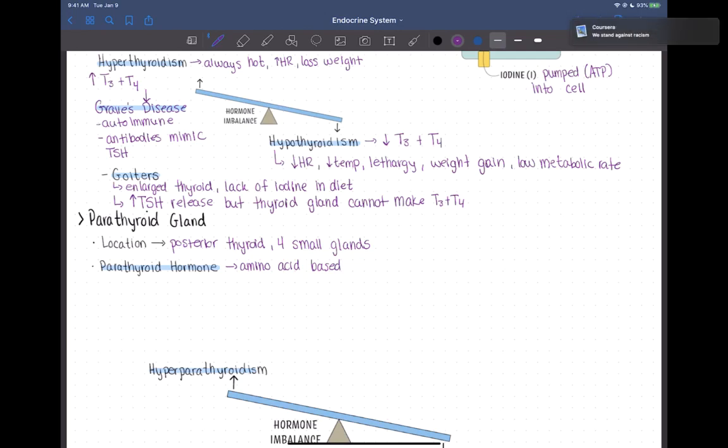Amino acid based, meaning it is water soluble. Actually, more accurately, it is protein based. So it's not just one amino acid, right? It's a few amino acids strung together to form this parathyroid hormone. And its function is to regulate calcium levels.